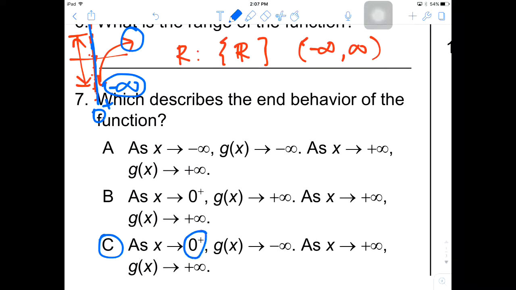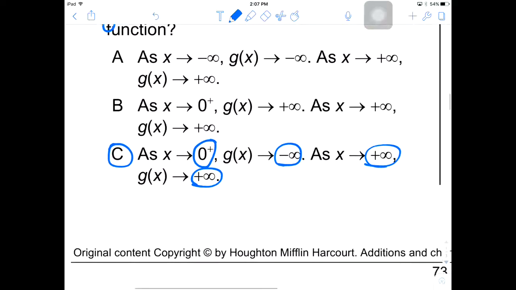As you move on the right-hand side of 0, the function is going down. As you move to the right-hand side of x, the function is going up. So that would be the most appropriate answer.